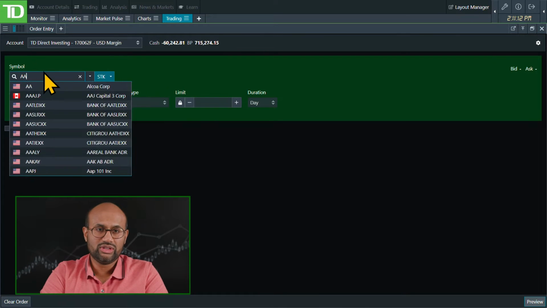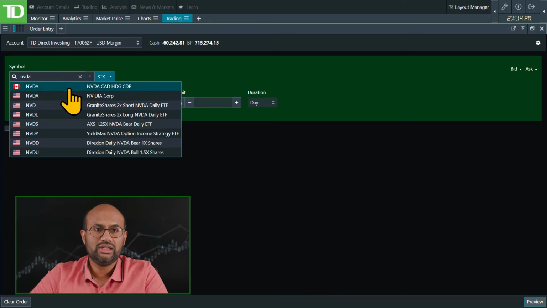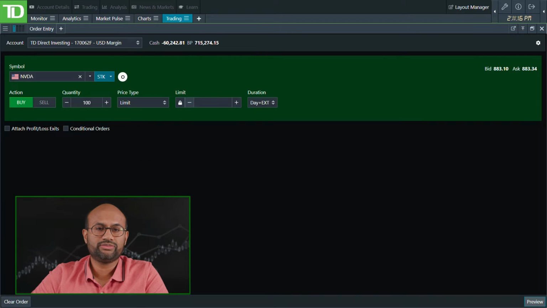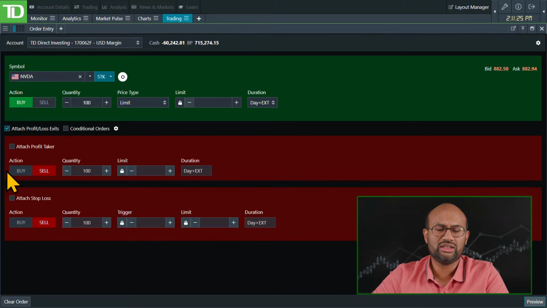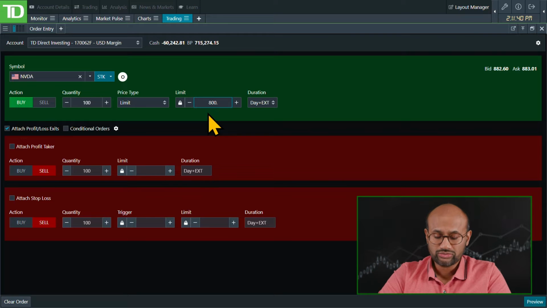All right, let's go back to NVIDIA for a second and load this up again. The other thing you can do with the order is add those conditions or brackets. Let's start with the first one that you see over here, which is the attach profit loss selection. I can click on that. What attach profit loss does is allow you to set up first the primary order like we have over here. Let's say in this instance we're looking to buy NVIDIA 100 shares. We get to put in our price. Let's just say we're looking to execute this for $800.